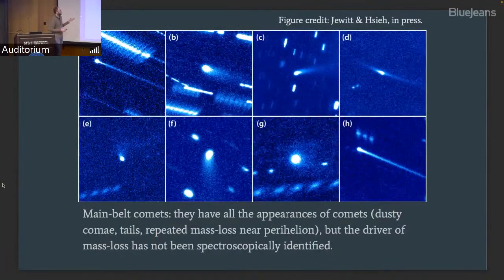And here's a sample of those objects. So they all have the appearances of comets. They have dusty comae, tails, and repeated mass loss near perihelion. So everything telling us about these objects is they likely have some kind of ice on them that's driving their mass loss. But despite all the searches for any kind of gas, nothing has been spectroscopically identified.